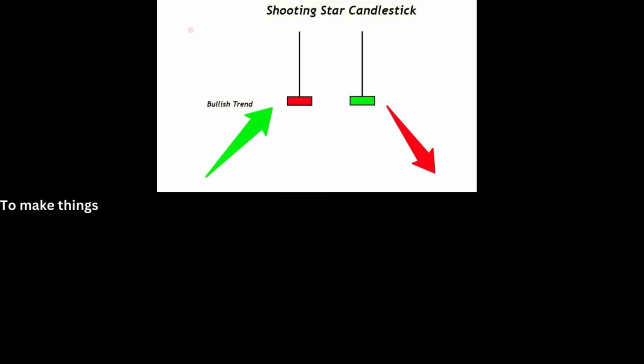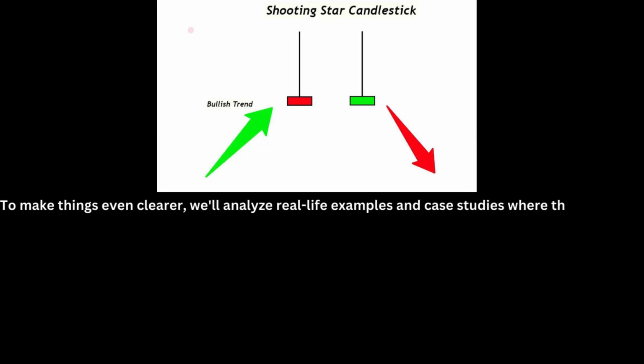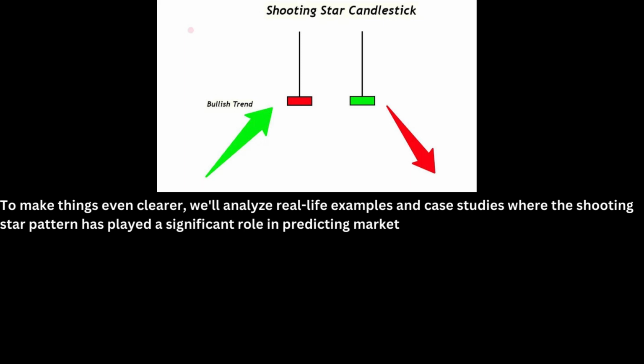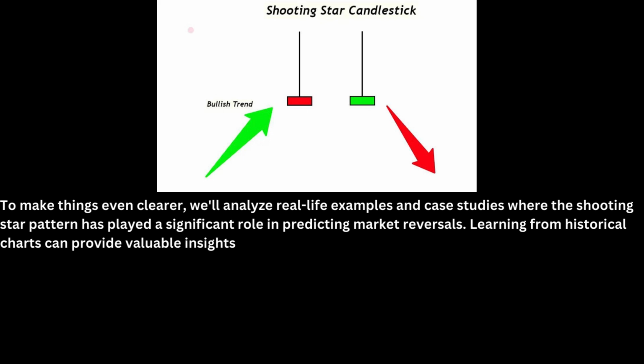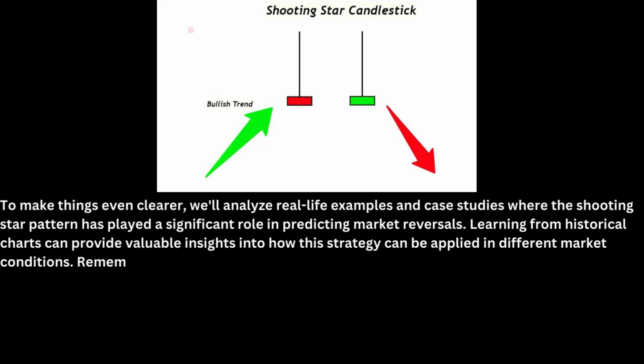To make things even clearer, we'll analyze real-life examples and case studies where the shooting star pattern has played a significant role in predicting market reversals. Learning from historical charts can provide valuable insights into how this strategy can be applied in different market conditions.